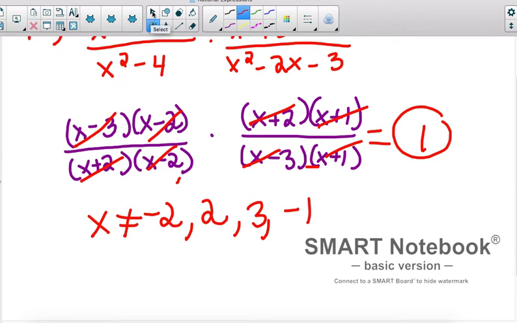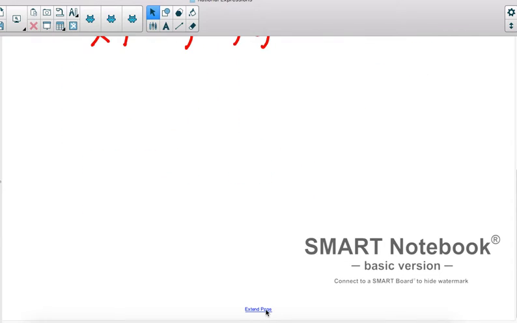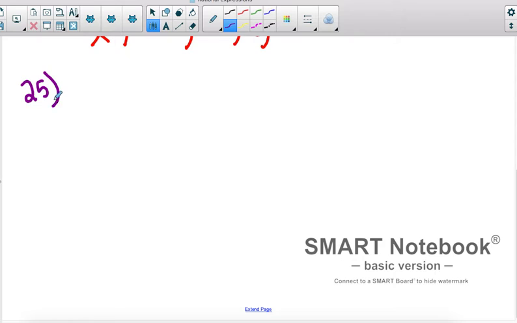Alright, and finally, moving on to the last problem, number 25, I said we would do. Yep. Okay. So when you're dividing rational expressions, you want to remember that you need to multiply by the reciprocal. So you need to change it to multiplying by the reciprocal. Okay, so let's get started.